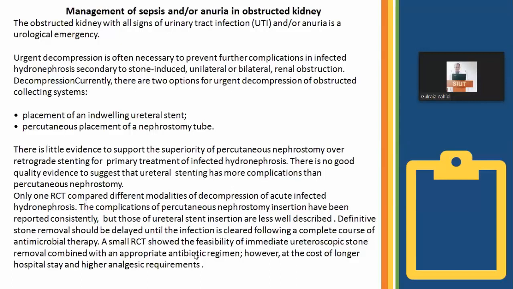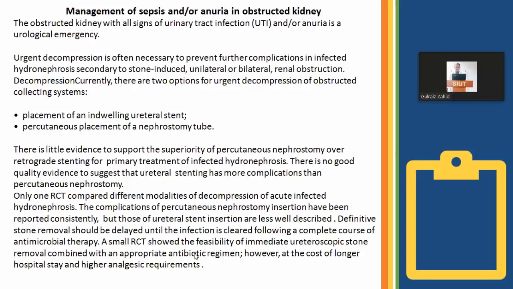Management of sepsis and or anuria in obstructive kidney. The obstructive kidney with all signs of UTI and or anuria is a urological emergency. Urgent decompression is often necessary to prevent further complications in infected hydronephrosis secondary to stone-induced unilateral or bilateral renal obstruction. Currently, there are two options for urgent decompression of obstructive collecting systems. Number one, placement of an indwelling ureteral stent. Number two, percutaneous placement of a nephrostomy tube.